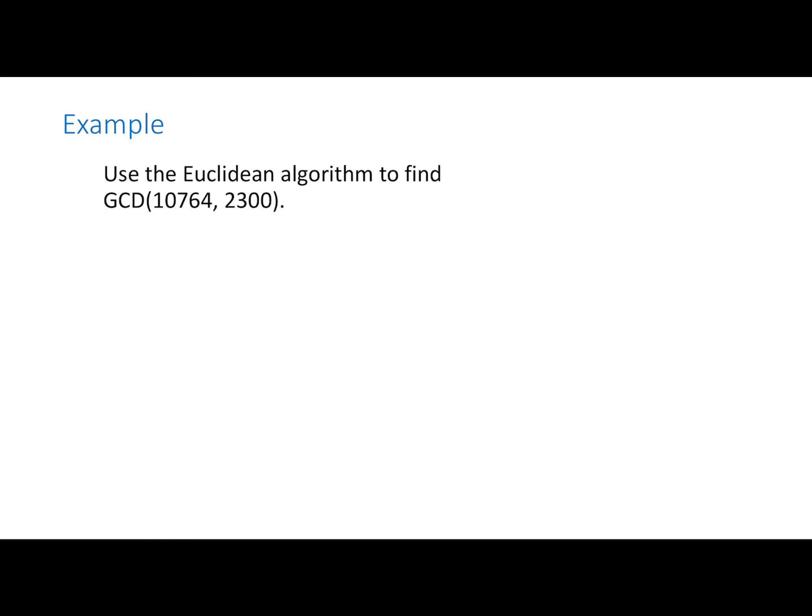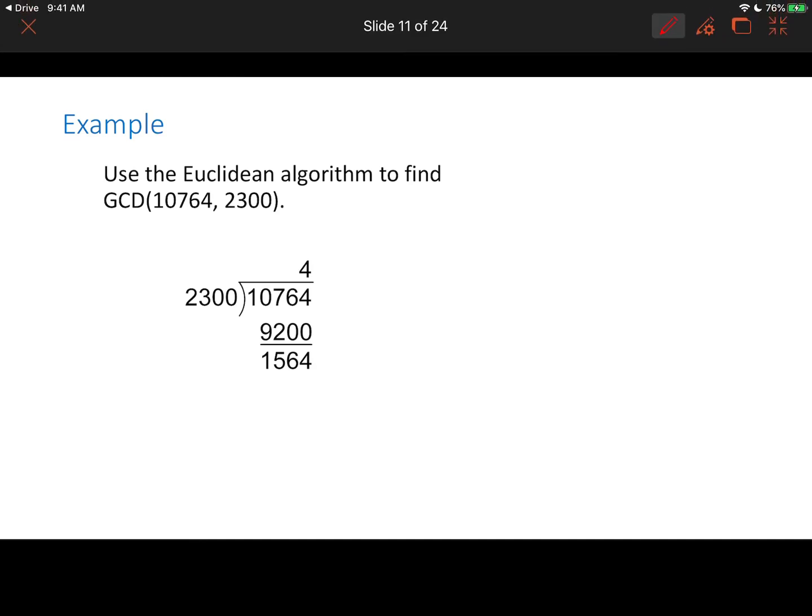Alright, so I want to use the Euclidean algorithm to find the GCD of 10,764 and 2,300. So I'm going to start by dividing 10,764 by 2,300. When I do that division, I get a quotient of 4 with a remainder of 1564, right? This is my remainder. And so the Euclidean algorithm says that the GCD of the two numbers I started with is the same as the GCD of my divisor with my remainder. And so now I'm looking at the GCD of two smaller numbers.